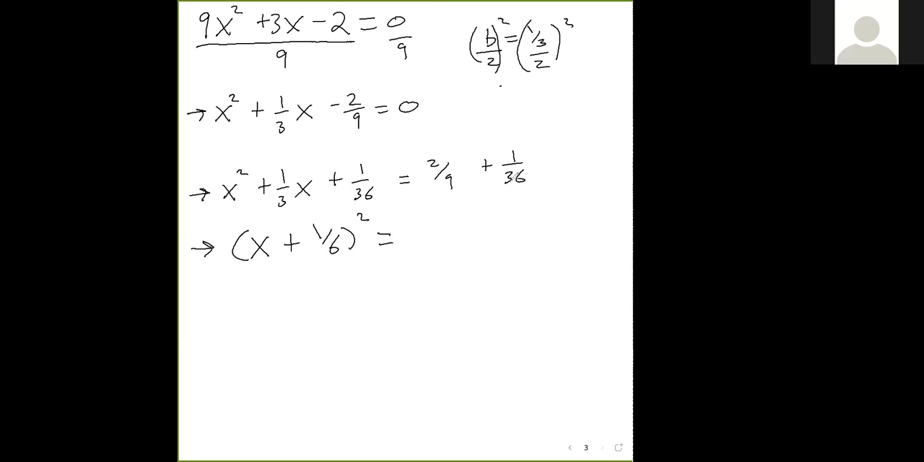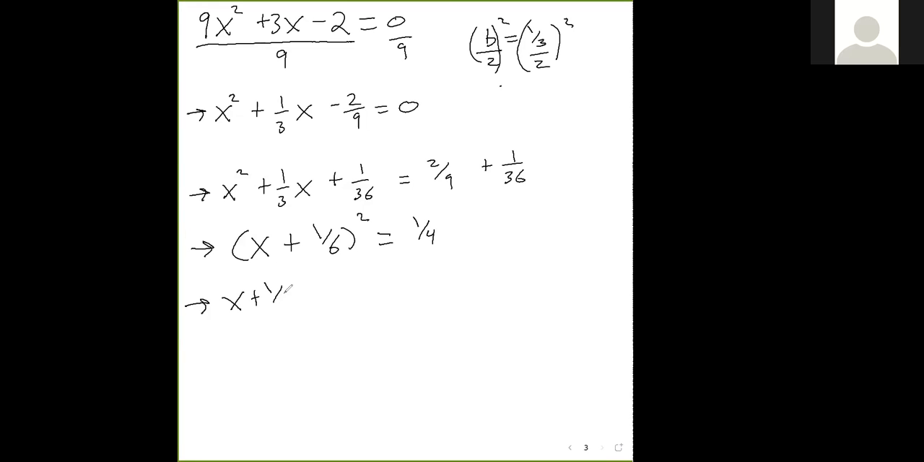The LCD is 36. 4 times 9 is 36. 4 times 2 is 8. 8 plus 1 is 9. 9 over 36 is 1/4. So we can actually clean this up at this step. This will become 1/4. Okay, let's take the square root of both sides.